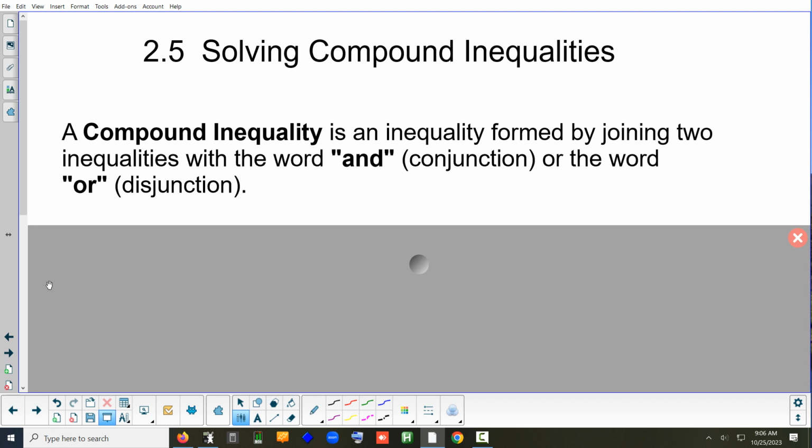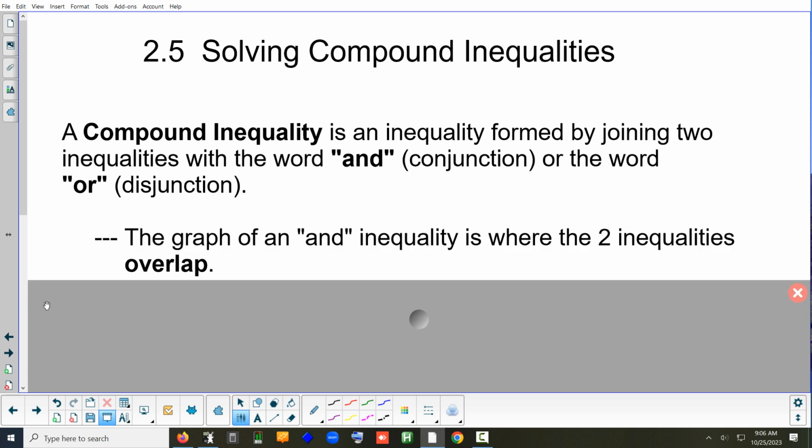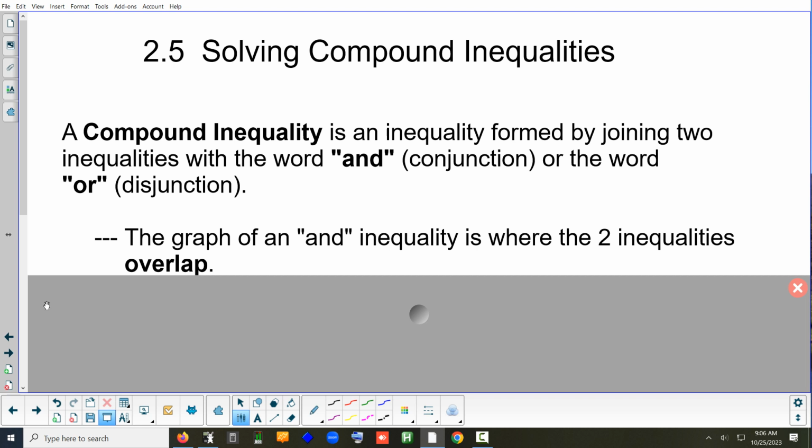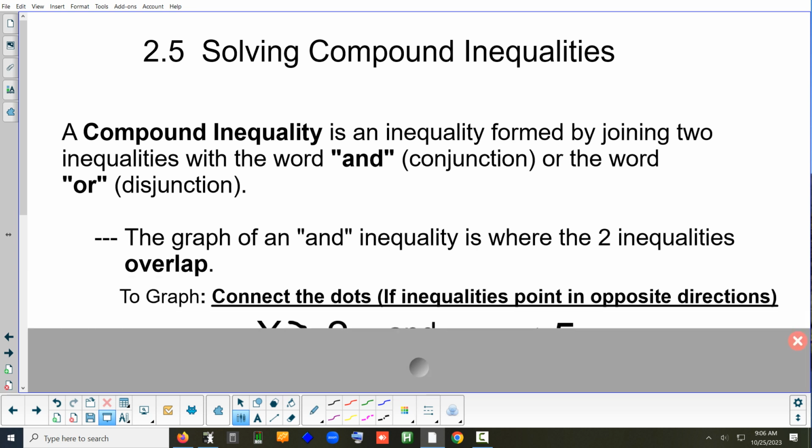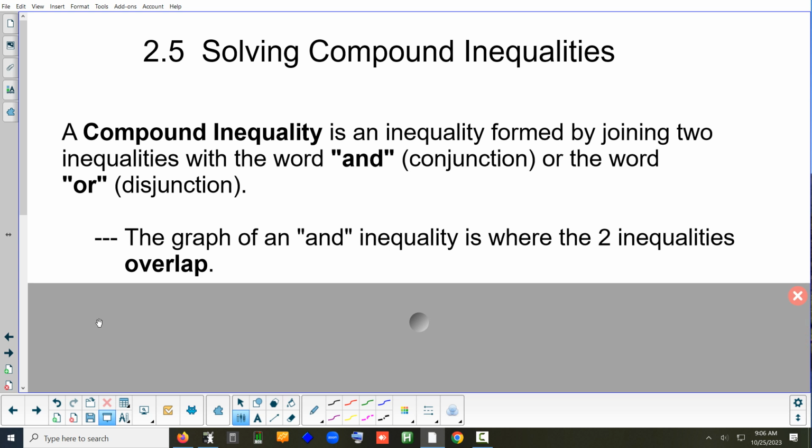So now, what's an easy way to think about what the graphs are going to look like? When you have a graph that's an and problem, pretty much all and problems have a certain look to them, and all or problems have a different look. Well, the graph of an and problem is basically what we call the overlap. So the graph of an and inequality is where the two graphs overlap. Okay, and I'm going to show you what I mean by that.